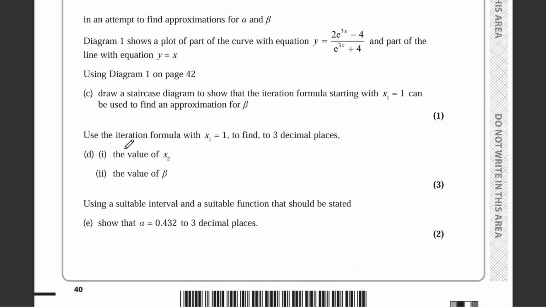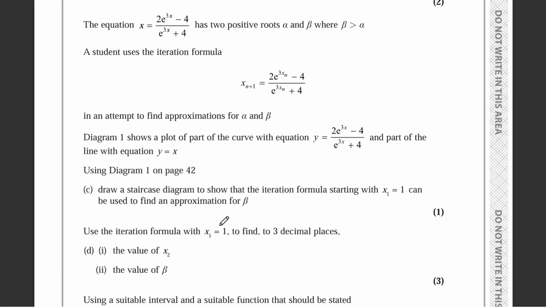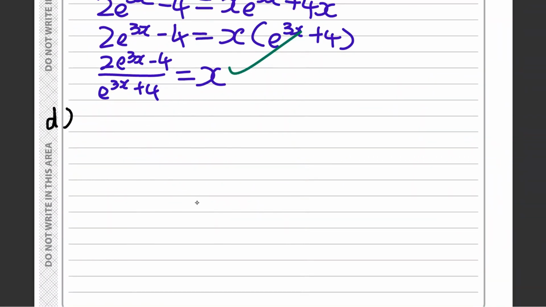Okay, and then for part D, we need to use the iteration formula with x1 is equal to 1 to find, to three decimal places, for the first part, the value of x2, and for the second part, the value of beta, and this is for 3 marks. So we're going to use this iteration formula here. So we are told that x1 is equal to 1.